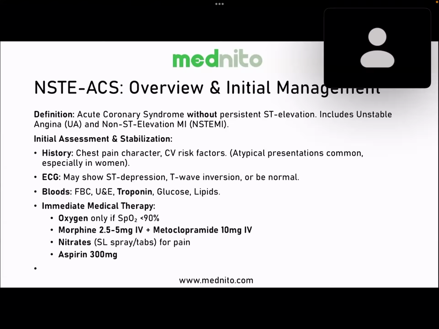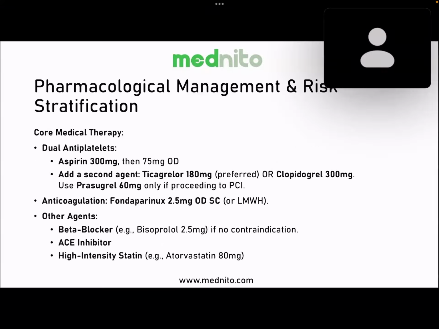Then we talk about NSTEMI. If there is NSTEMI, I want you to understand that there is no ST segment elevation usually seen on the ECG. What is the treatment that you will have to do? You will have to make sure that oxygen is given, morphine is given, nitrates are given, and aspirin is given. All right. Again, it is aspirin, ticagrelor or clopidogrel, but I will also go with prasugrel, please. All right.